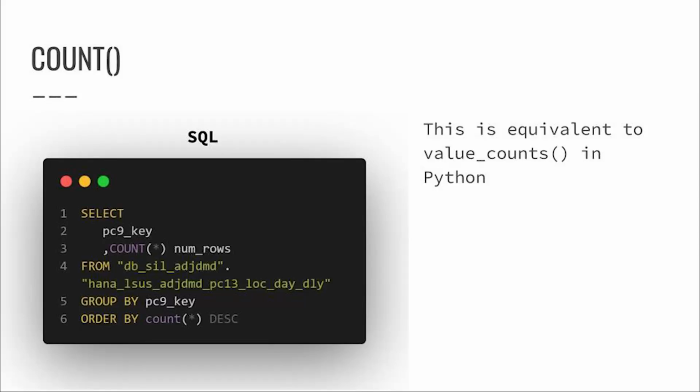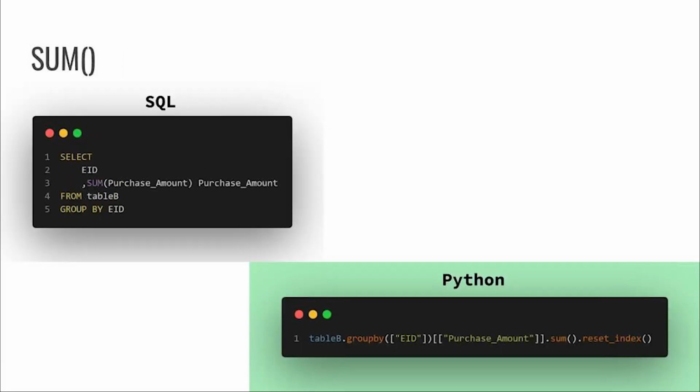And in the code below, you can see that this is the equivalent of value counts in Python. And it's just returning the number of unique values. Sum returns the total sum of a numerical column. And in this case, it would be the sum of the purchase amount. But we are also grouping it by employee ID.